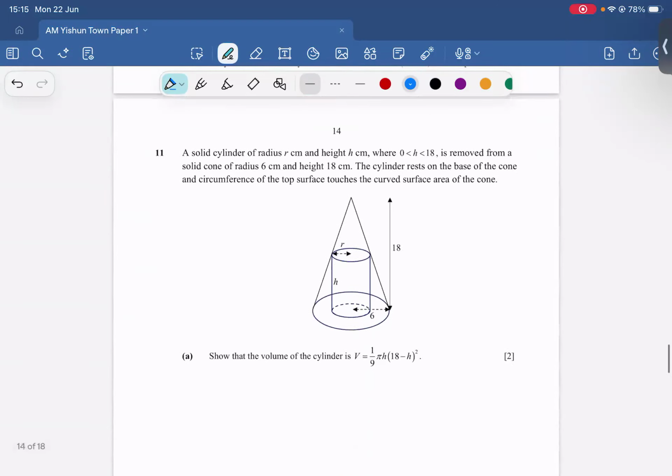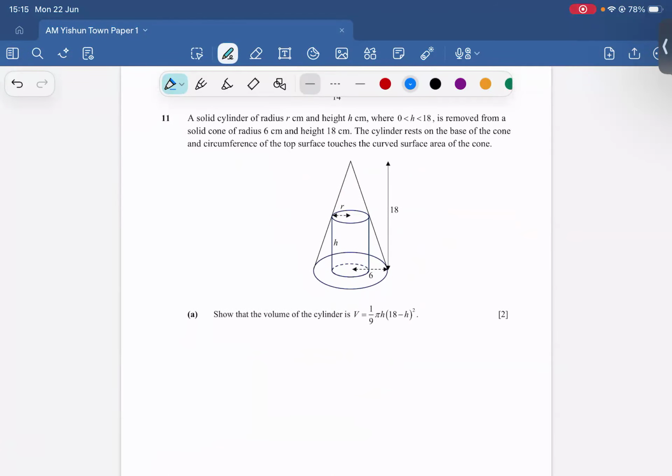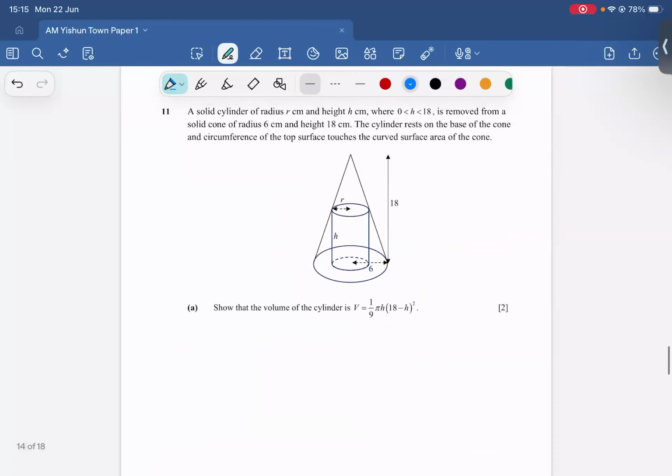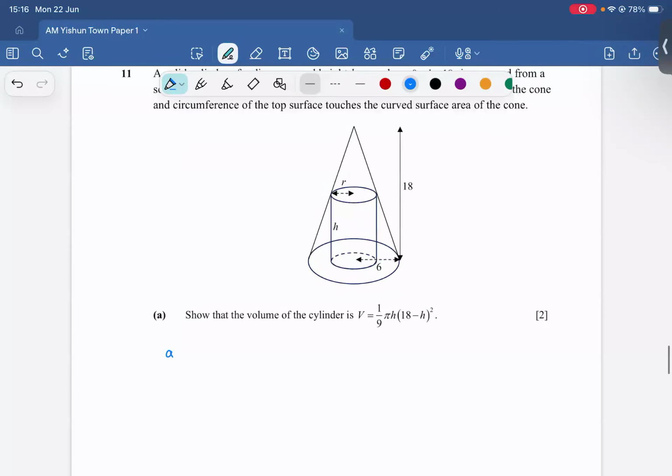Okay, next, question 11. A solid cylinder of radius r and height h, where h is between 0 and 18, is removed from a solid cone. Is being removed, huh? So show that the volume of the cylinder is this. For me, whenever I encounter a question like that, I would first say, what is my volume of cylinder? Volume of cylinder formula, pi r squared h.